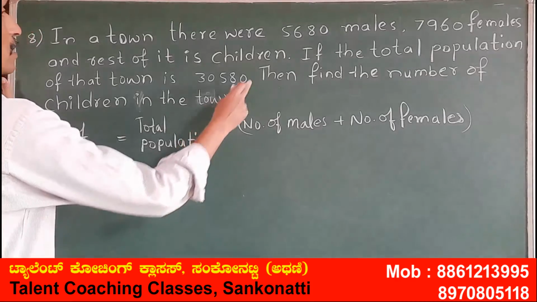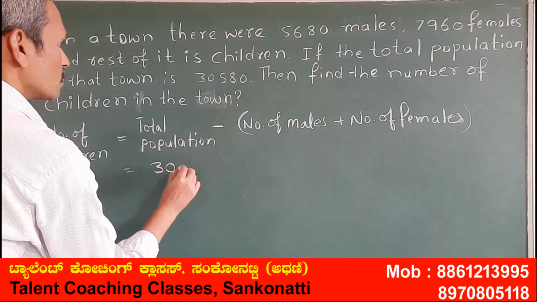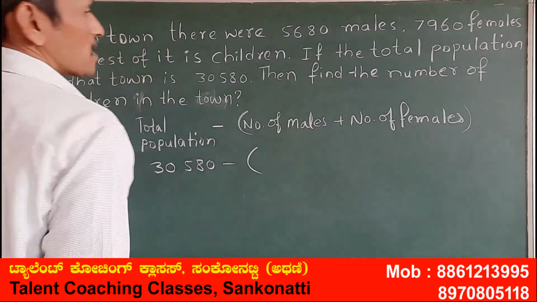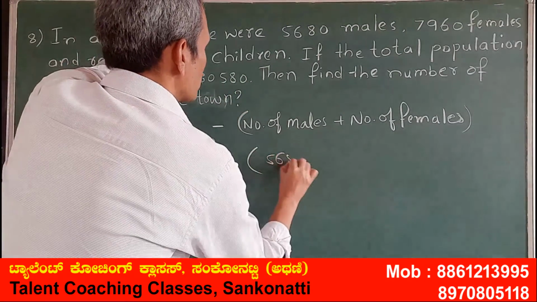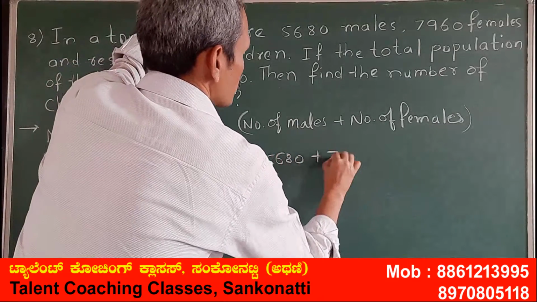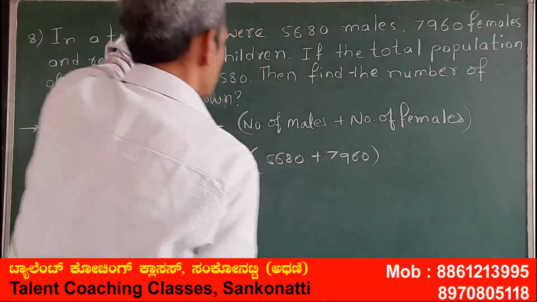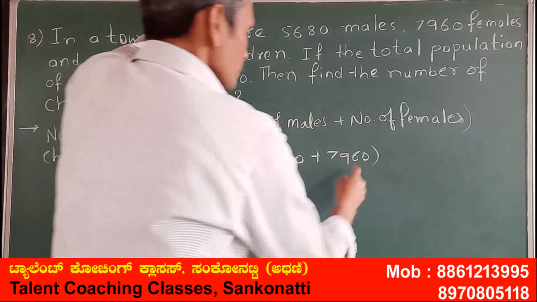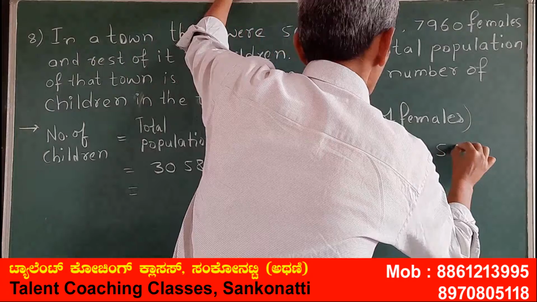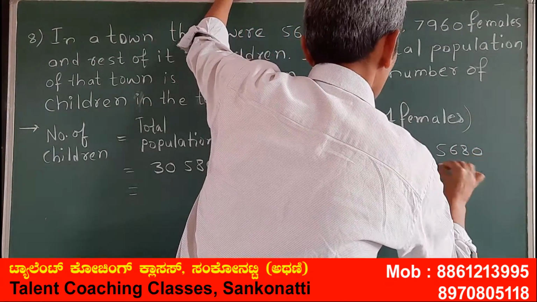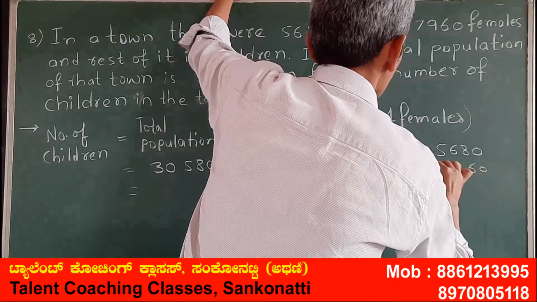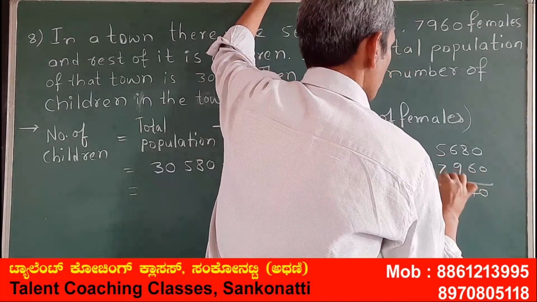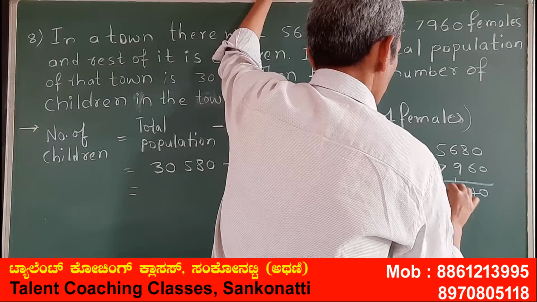What is the total population of that town? 30,580, and the number of males and females is 5680 plus 7960. So we add and then subtract from this one. Add these two numbers, 5680 and 7960. 0, 14, 16, 13.